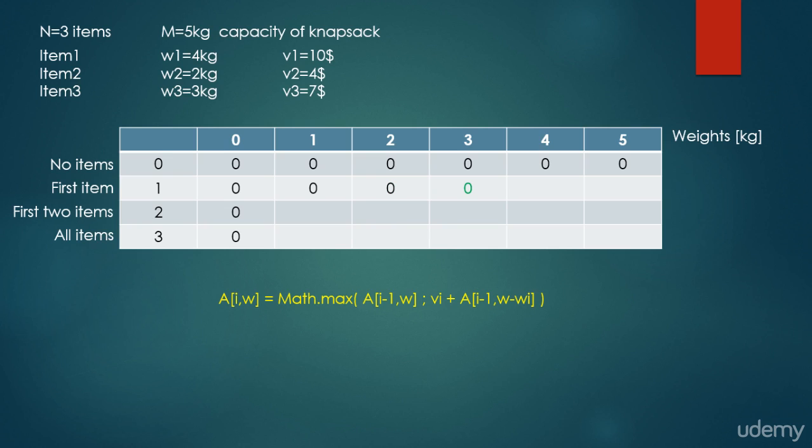And we come to 4. We see that the first item weighs 4 kilograms, so if the capacity of the knapsack is 4 kilograms, then we can take the first item, and for the first item we get $10, and that's why we put 10 in this location. For the next one, the knapsack can carry 5 kilograms, but we have only one item, and this item weighs only 4 kilograms, so we can put the 4 kilograms in a 5 kilogram capacity knapsack, and we get the value, which is $10.